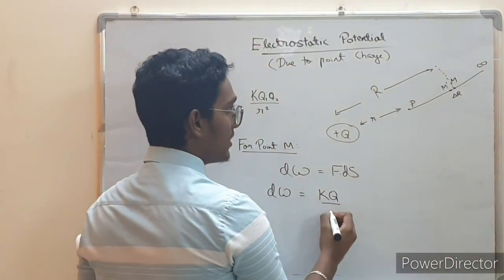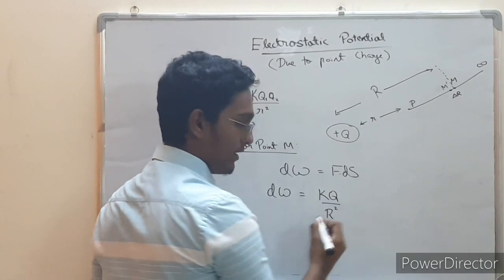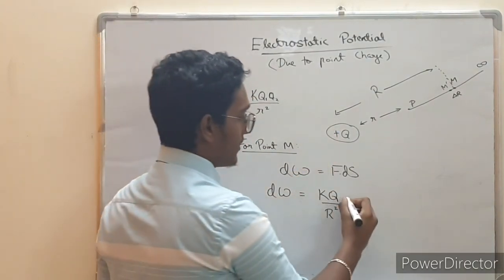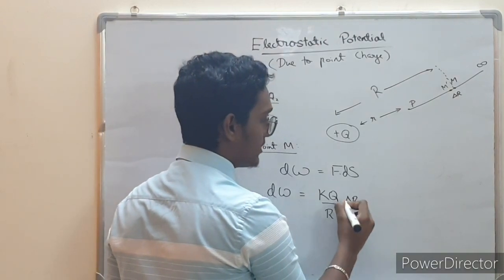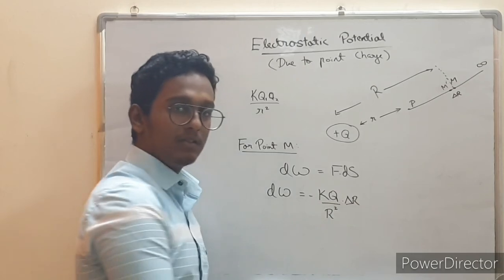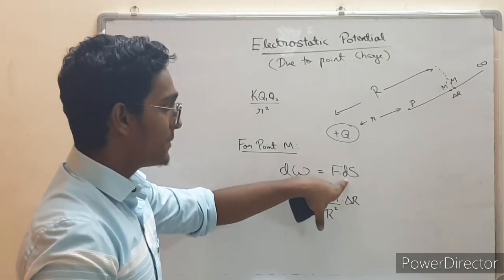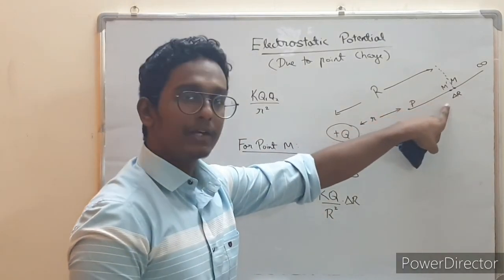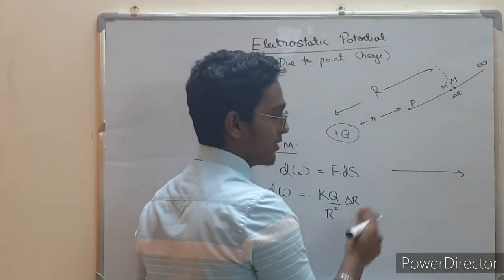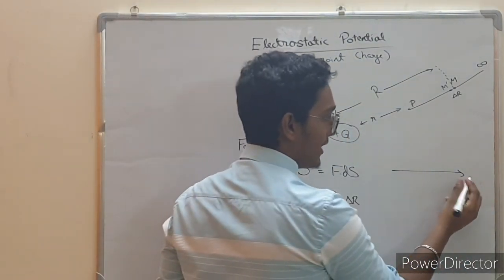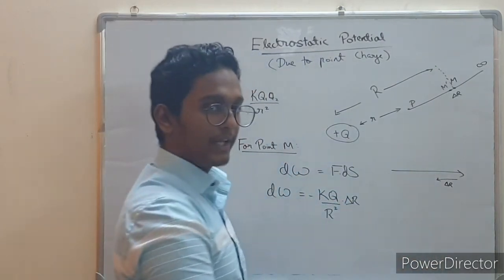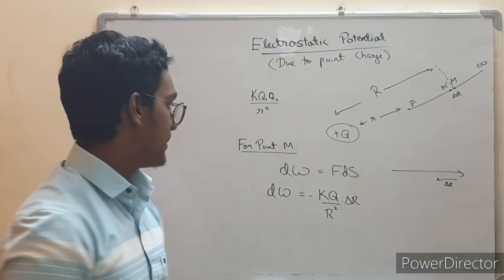So K Q divided by capital R squared into what's the distance it's moving? Delta R. That is the distance it has traveled. And now it's going to have a negative sign. And why is it negative? Because the displacement is in the opposite direction of the force applied. The electric field lines are in this direction, the force is in this direction, whereas the displacement delta R is in the opposite direction. So this is going to have a negative sign.